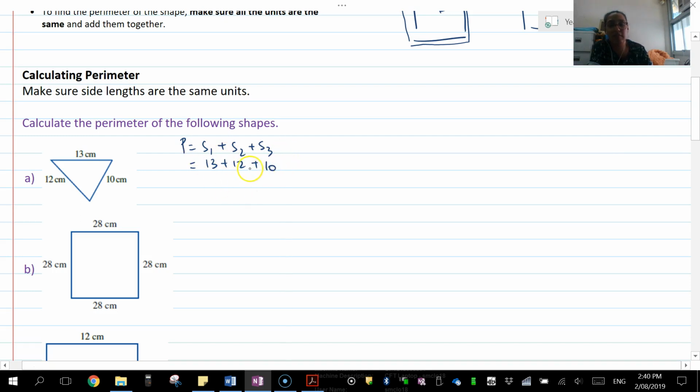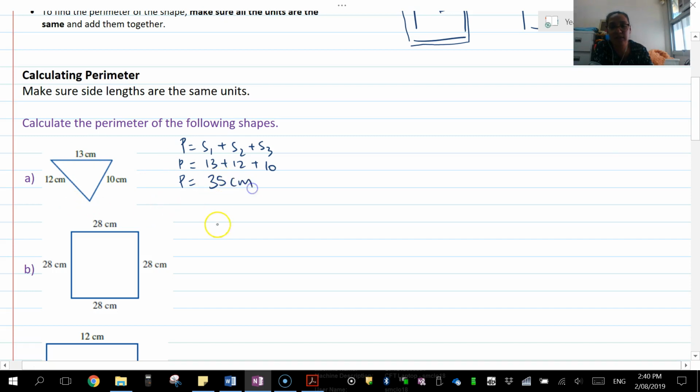Notice how it doesn't really matter. I haven't made a point of labeling them because addition is commutative, so the order in which you add things does not matter. 13 plus 12 gives us 25, plus 10 is 35. So it's 35. My units are all the same.